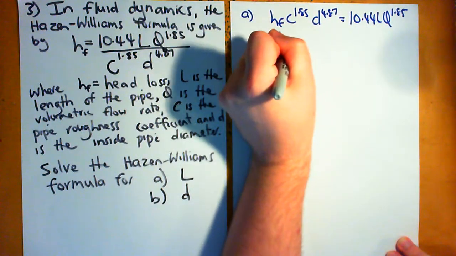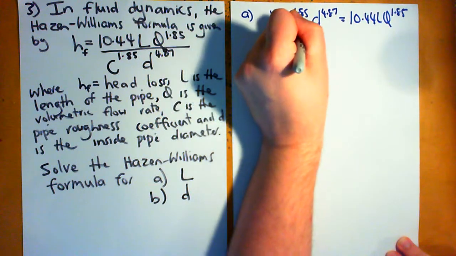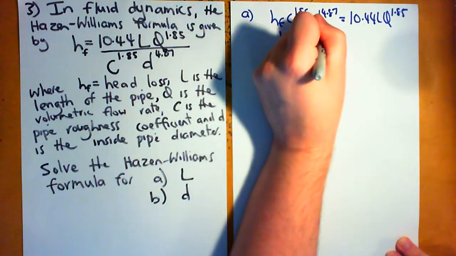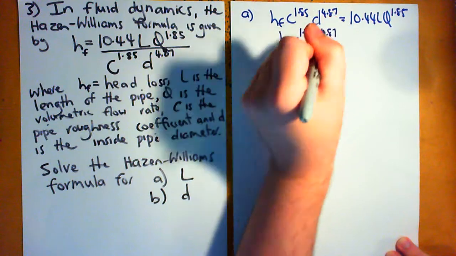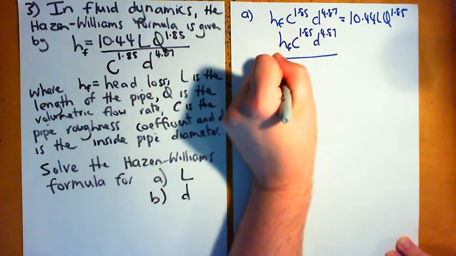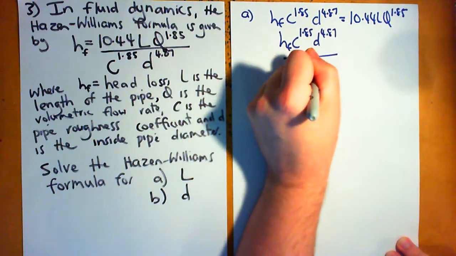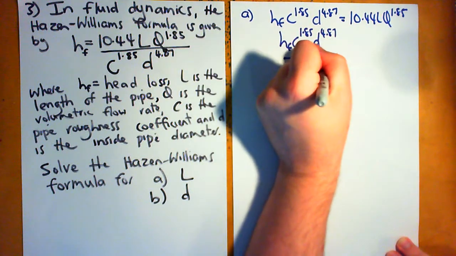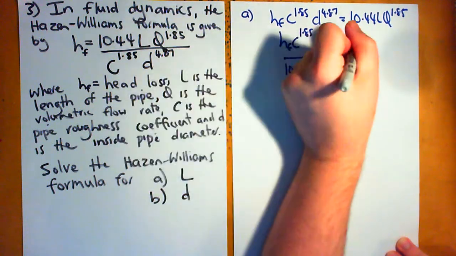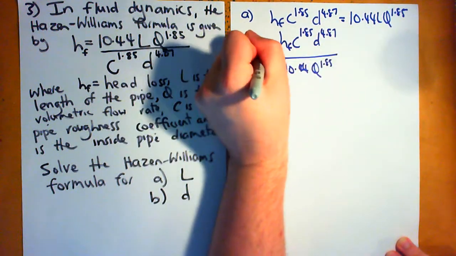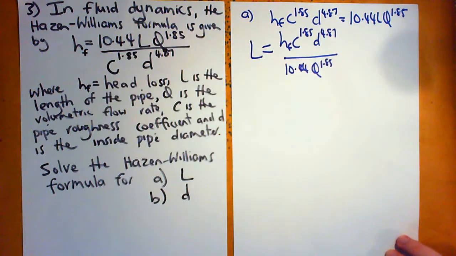So we get Hf C to the 1.85 D to the 4.87, divided by 10.44 Q to the 1.85, equals L. But we're solving for L, so we really should put that on the left hand side. Okay, so we've got L the subject.